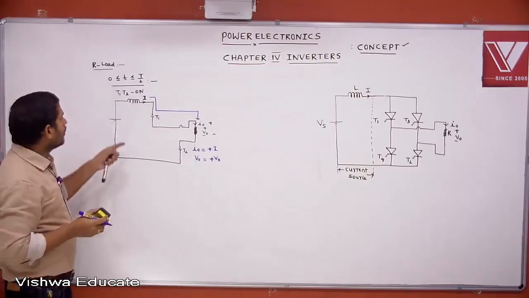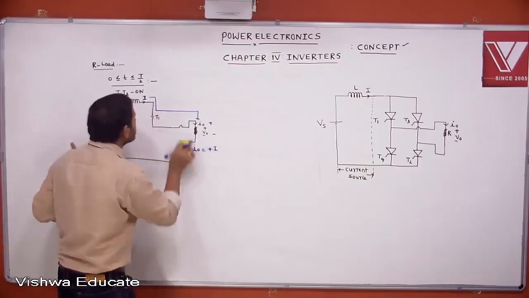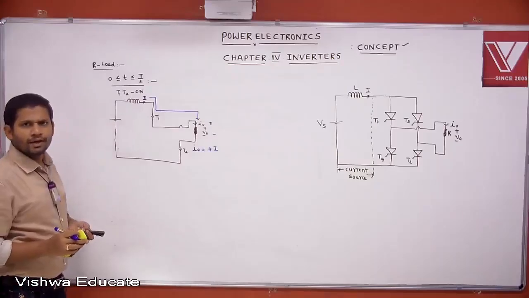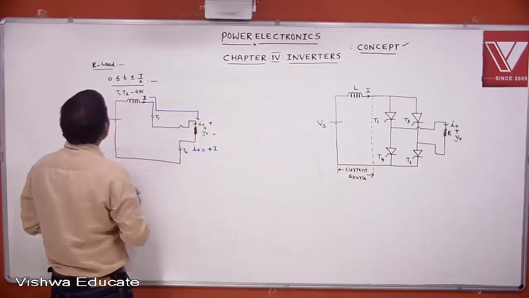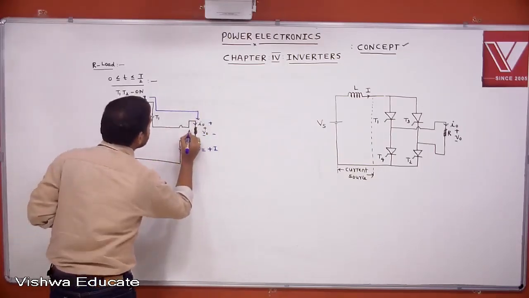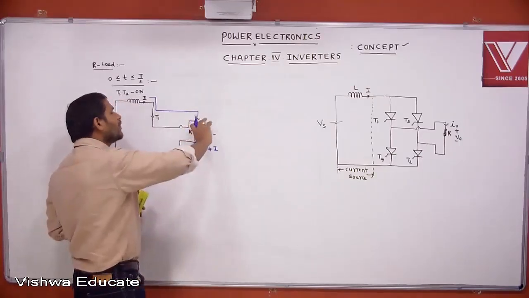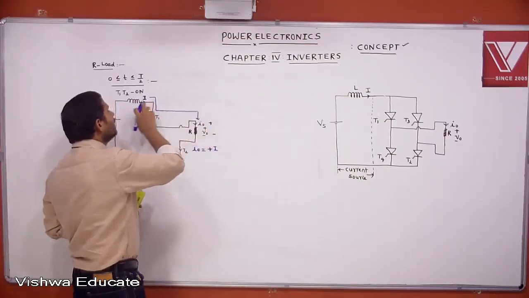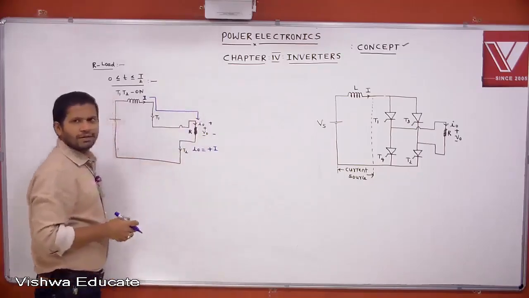But since we assume it is a current source, I naught equals plus I. Understood? Now, if T1, T2 is on, the load is subjected to positive current. This is the polarity given for current and this for voltage. This current direction is the same as the assumed load current direction, that's why I naught is plus I.